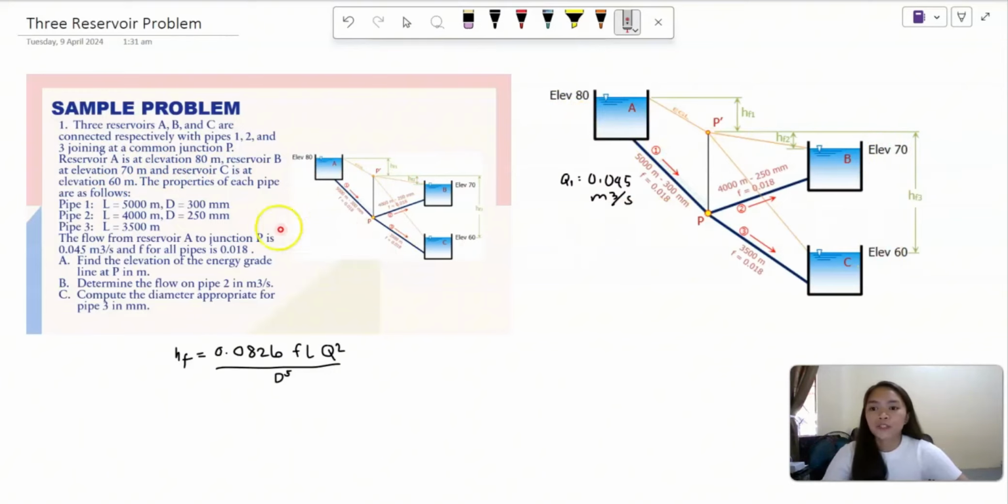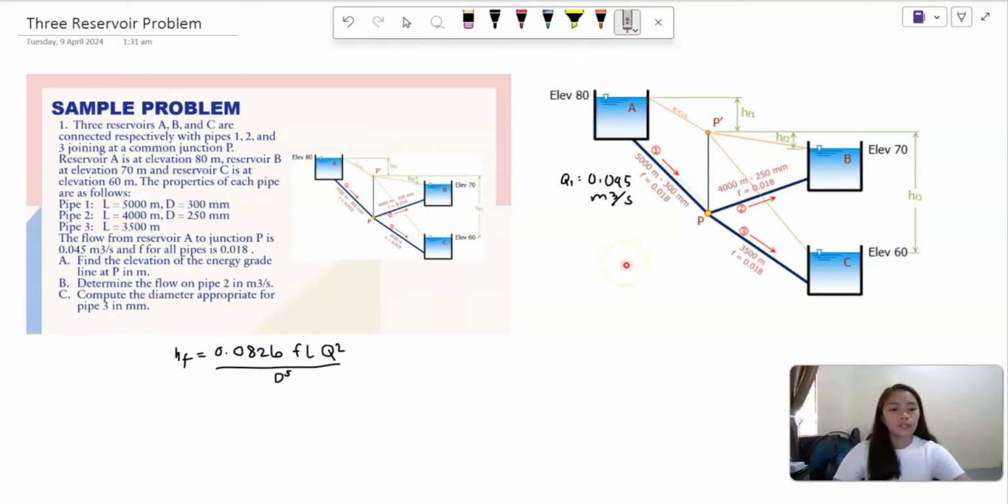So the properties of each pipe are given here. The flow from reservoir A to junction P is 0.045 cubic meter per second, and f for all pipes is 0.018. First, we need to find the elevation of the energy grade line at P in meters. Second, determine the flow in pipe 2 in cubic meter per second. And lastly, compute the appropriate diameter for pipe 3 in millimeters.